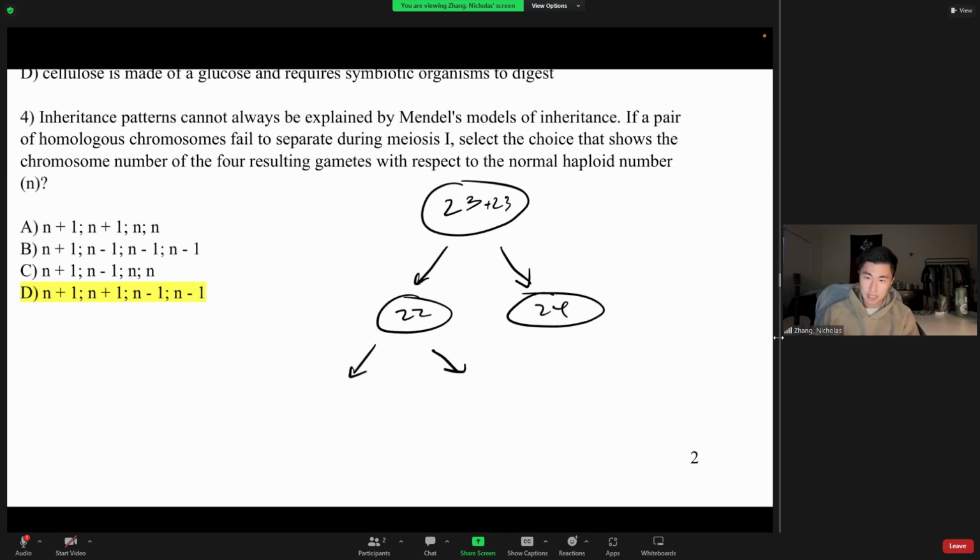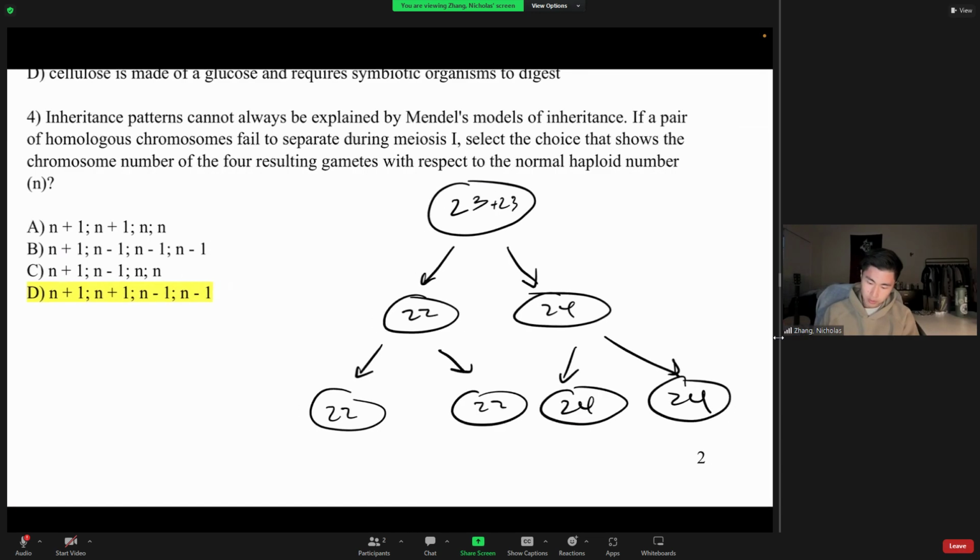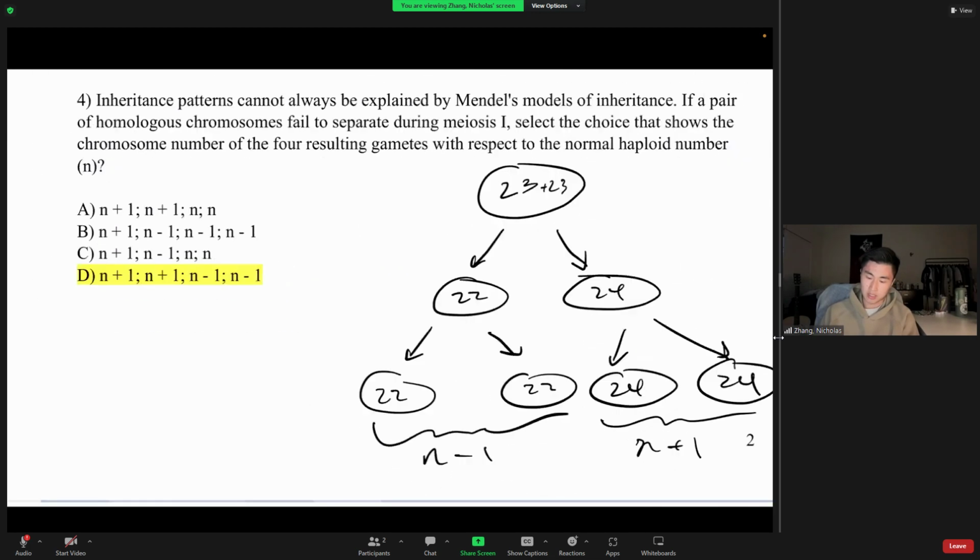And then whenever meiosis 2 happens, it's just going to work with what it has, right? So even though meiosis 2 might be working correctly, as in non-disjunction does not occur, it's still only going to be able to make whatever came out of the non-disjunction event from meiosis 1. So what we see are four resulting gametes with an abnormal number of chromosomes. These two right here are n-1, and these two over here are n+1. That is shown by answer choice D.